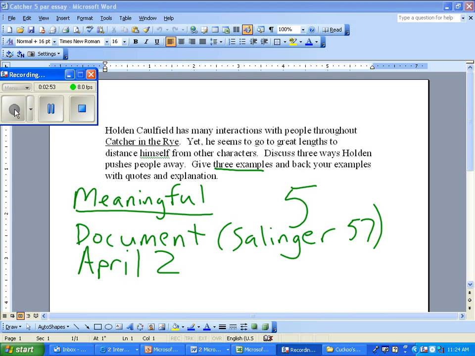When we talk about ways that Holden's distancing himself, I'll give you one. Holden, well, actually, you give me one. Give me an example of the way Holden distances himself. When he goes to call people and doesn't. Okay. How about this one, though? How about when Holden lies?